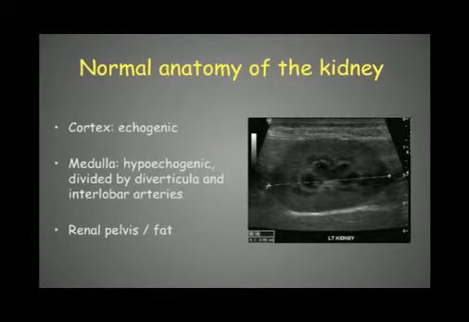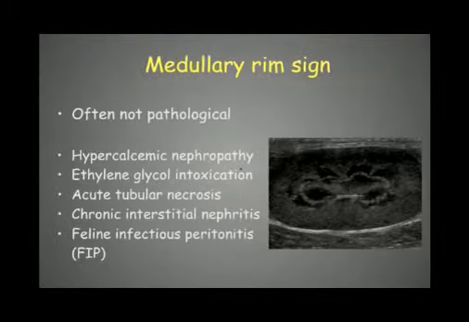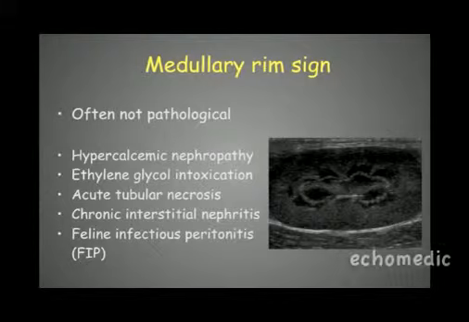In this cat we have this medullary rim. That's what we call the medullary rim sign. It's often not pathological, especially in cats, but it can also be visible in some diseases, for example with hypercalcemic nephropathy, ethylene glycol intoxication, acute tubular necrosis, chronic interstitial nephritis, and some cases of feline infectious peritonitis, so FIP, in cats of course.